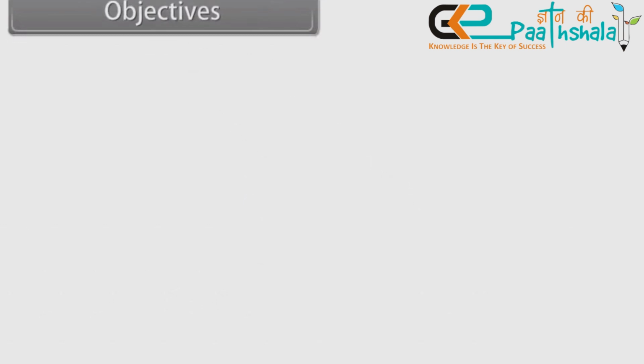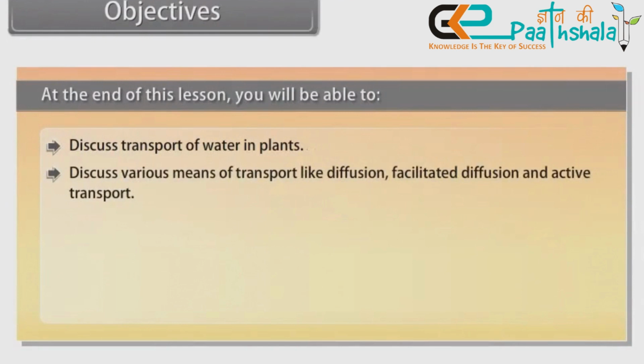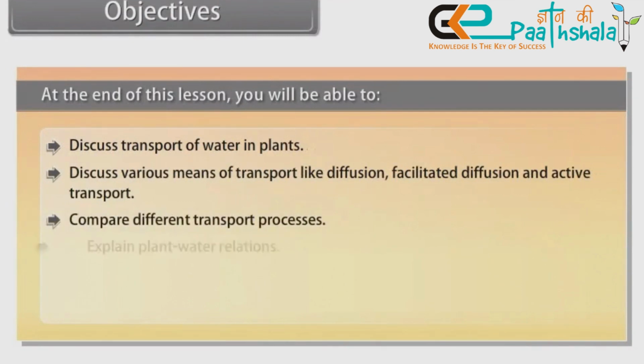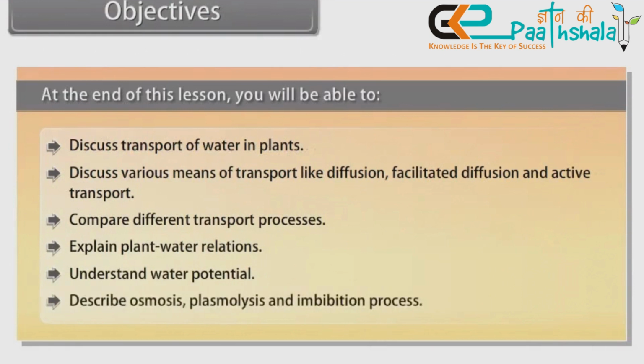Objectives. At the end of this lesson, you will be able to discuss transport of water in plants, discuss various means of transport like diffusion, facilitated diffusion, and active transport, compare different transport processes, explain plant-water relations, understand water potential, and describe osmosis, plasmolysis, and imbibition process, transport of water in plants.